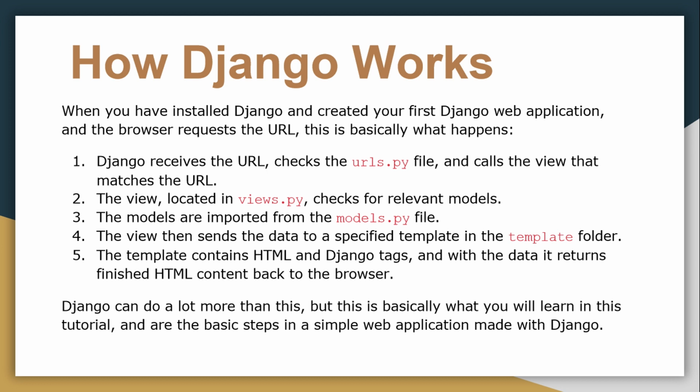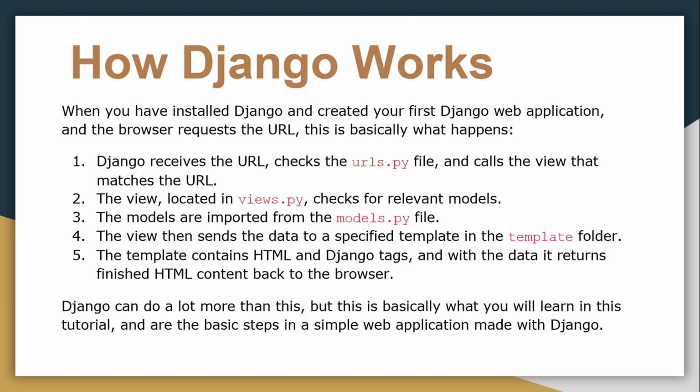Now, how does this work? How does Django work, or how are these views, URLs and templates connected? When you have installed Django and created your first Django web application, and the browser requests a URL, this is what will happen. Django will receive the URL, then check the urls.py for the URL that you are looking for, and that will call the view that matches the URL.